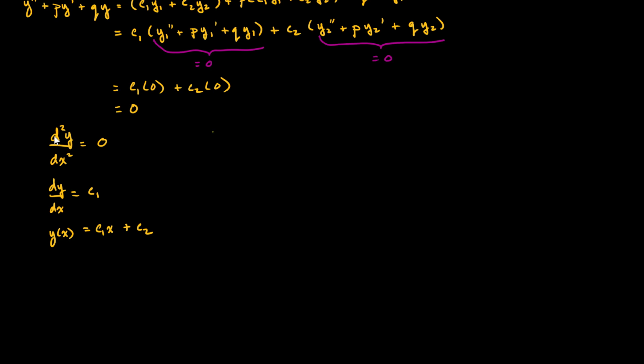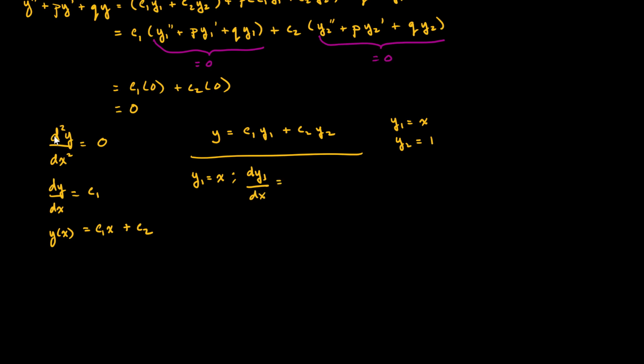What we can do is actually write this solution in general terms as c1 y1 plus c2 y2, where we can say that y1 is equal to x and y2 is equal to 1. And we see that both solutions, y1 and y2, independently satisfy the ODE. So we have y1 is equal to x. If we take the first derivative, dy1/dx, that is equal to 1. And if we take the second derivative, that is equal to 0. And this satisfies our ODE.